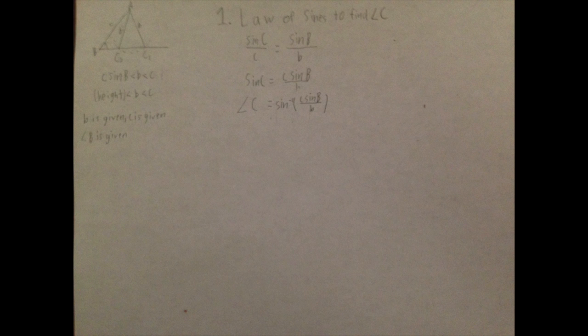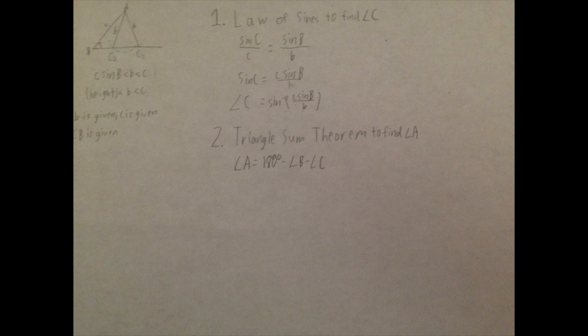Sine of C over C equals sine of B over B. Then, sine of C equals C times sine of B divided by B. Then, angle C equals the inverse sine of C times sine of B divided by B. Now, we have the first possible angle of C. Next, we use the triangle sum theorem to find angle A. Angle A equals 180 minus angle B minus angle C.